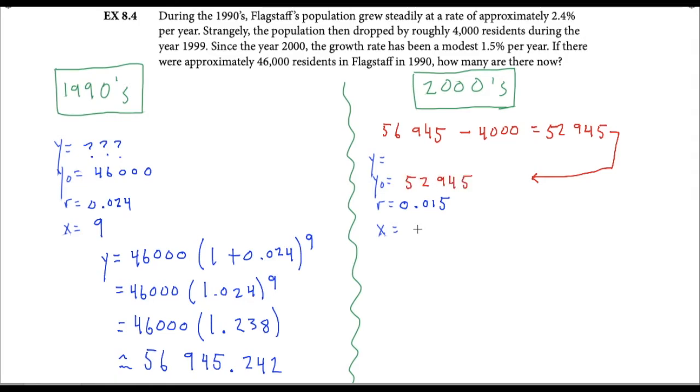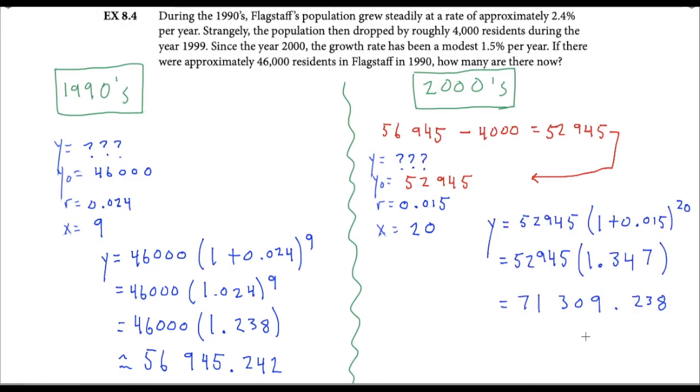Let's project forward to the beginning of the year 2020. So my x value will be 20 in order to calculate from the beginning of the 2000s to the beginning of this year. And then the final value for the population is what I'm trying to calculate. Let's plug this information into the formula and simplify. So my final value is 71,309.238. Again, in this context, it doesn't really make sense to utilize a decimal, so I'll round to get 71,309 residents of Flagstaff.